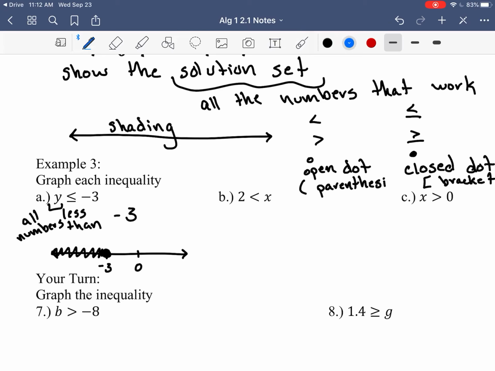There's one way; optionally, some people do it above, and then they'll draw an arrow going this direction. I prefer the scribblies, but it's completely up to you how you do those, if you'd like the line and the arrow better. Next, here we have 2 is less than x. So I want 2 to be less than all the numbers I have shaded.